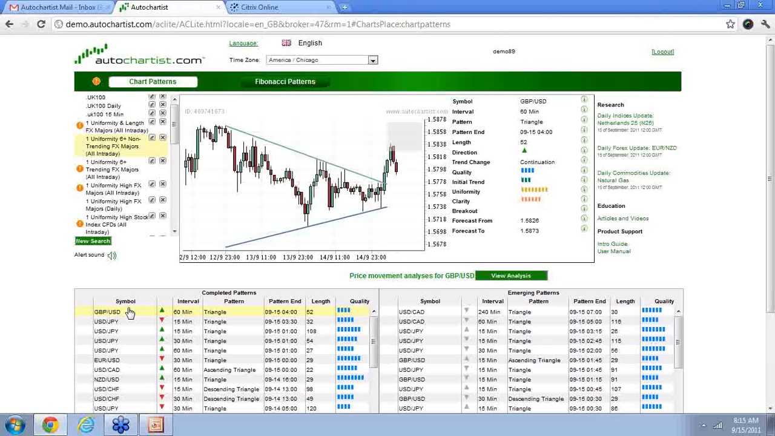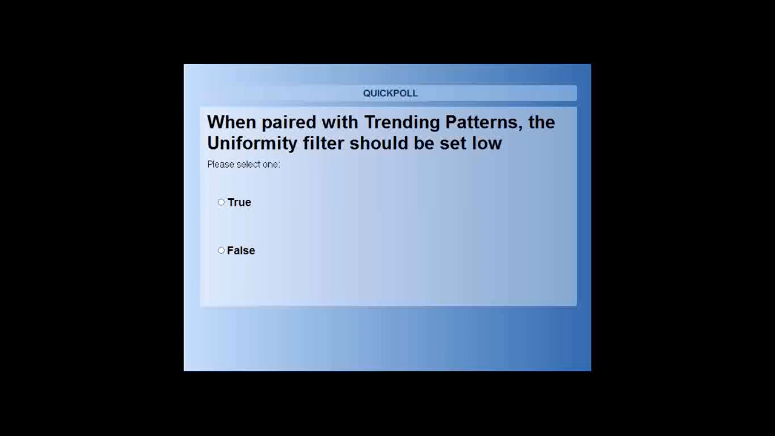Now we have a question coming up right now, and that first question has to do with the uniformity and the trending pattern. And let's take a look at that. When paired with trending patterns, okay, you see that question popping up? Okay, it looks like we've got a really good response there also, and almost a perfect score.